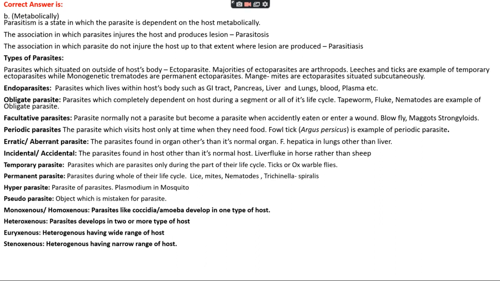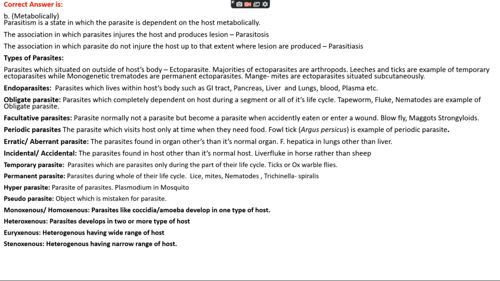The parasites situated on the outside of the host body are known as ectoparasites. The majority of ectoparasites are arthropods. Leeches and ticks are examples of temporary ectoparasites, while monogenetic trematodes are permanent ectoparasites. Mange mites are ectoparasites situated subcutaneously. Endoparasites are those parasites which live within the host body, such as in the GI tract, pancreas, liver, lungs, blood, plasma, etc.